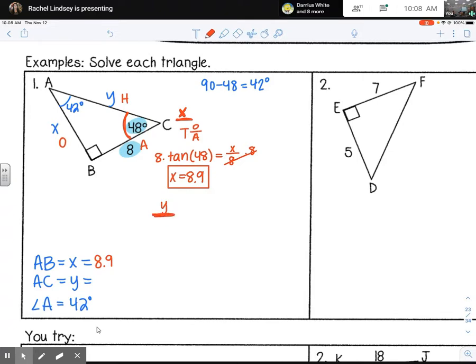So now we have to solve for Y. So to solve for Y, we are going to use our 8, which is adjacent, and our hypotenuse, which is Y. So if I have A and H, what am I using? CAH. So I'm going to use cosine. So I have cosine of angle 48 equals my adjacent 8 over my hypotenuse Y.